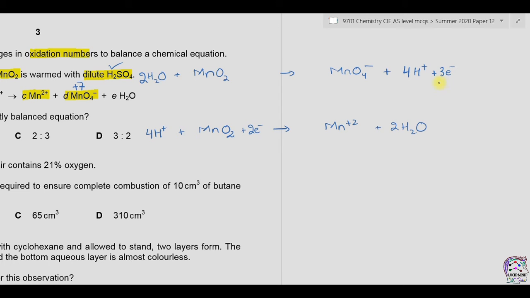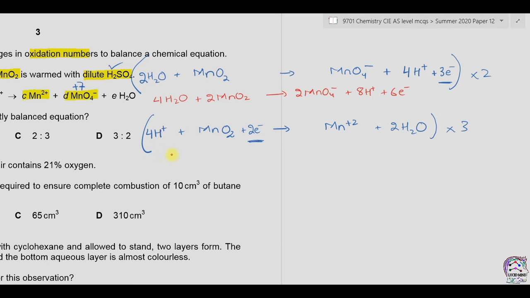Now we can see that 3 electrons are lost in one equation and 2 electrons are gained in the second equation. As in balancing, the number of electrons lost should be equal to the number of electrons gained, we can multiply this equation by 2 and this equation by 3. Now after multiplication we will have 4 molecules of water, 2 MnO2, 2 MnO4 minus, 8 protons and 6 electrons.